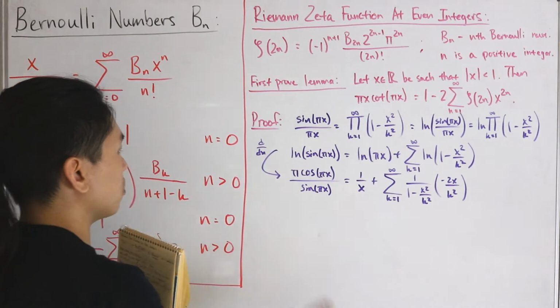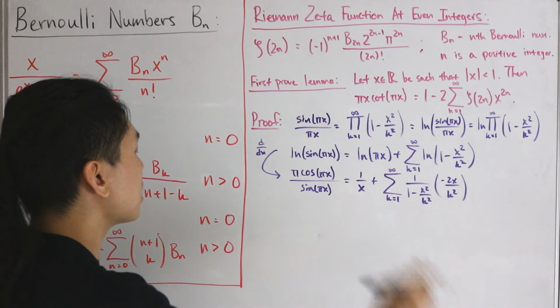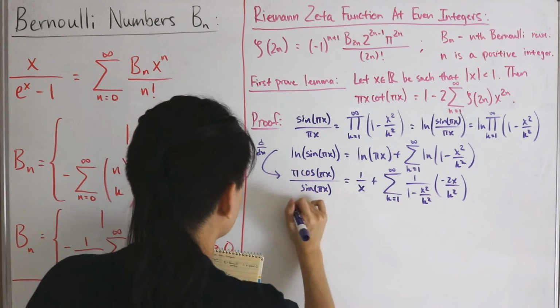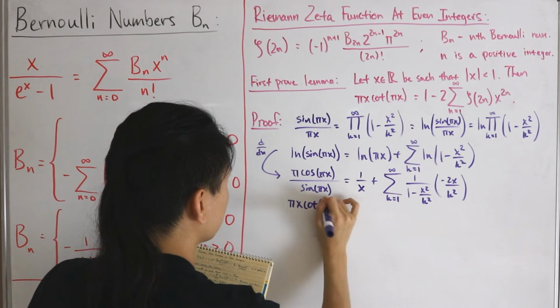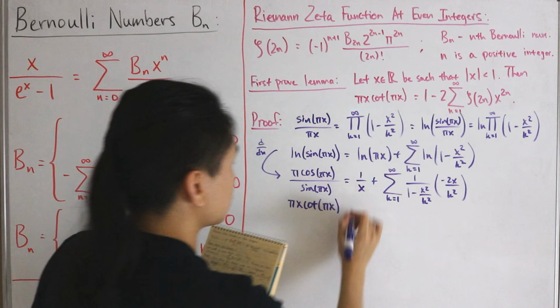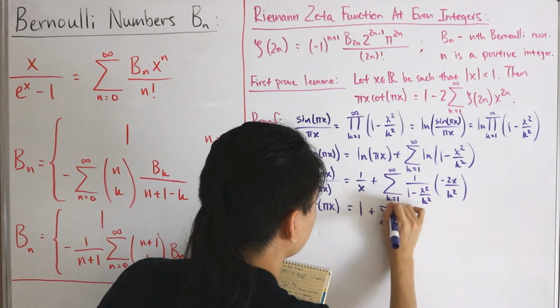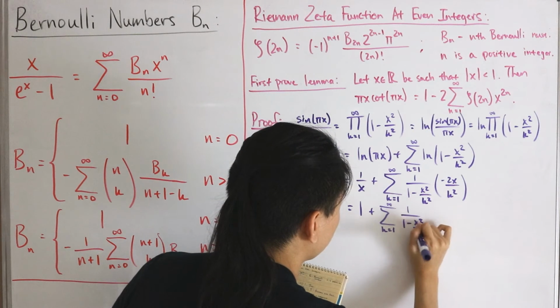Taking another step further, we use trig properties that cosine divided by sine is the same thing as cotangent. And I'll multiply the x to both sides, so that actually gets rid of the x on the denominator. So that means we have pi times x times cotangent of pi x. This is then just equal to 1, and then add this with the infinite sum of k is equal to 1 of 1 divided by 1 subtract x squared divided by k squared.